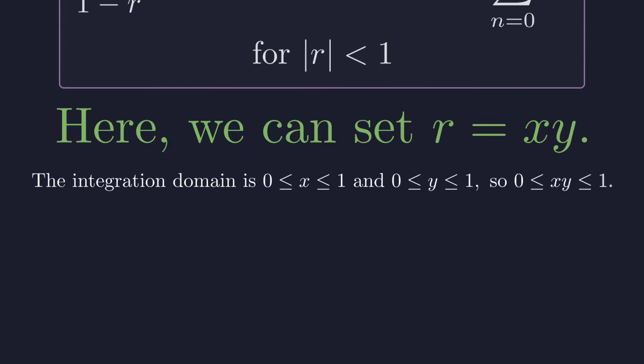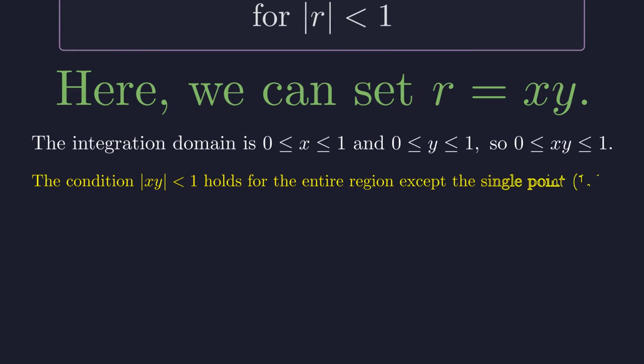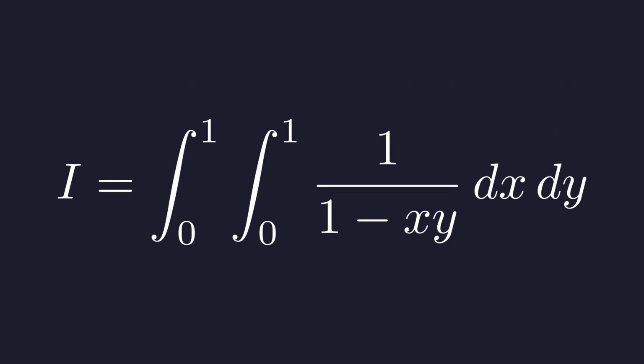The variables x and y both range from 0 to 1, so their product will also stay between 0 and 1. The series condition holds everywhere, except at the single corner where both x and y equal 1. But a single point has 0 area, so it doesn't affect our integral. We're good to go. Let's return to our integral and make the substitution.